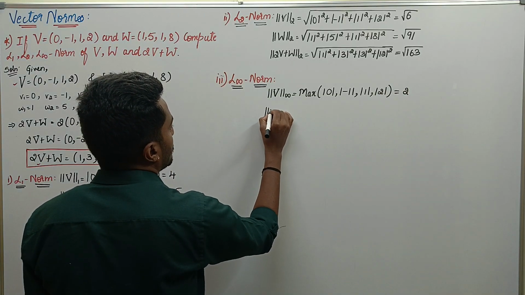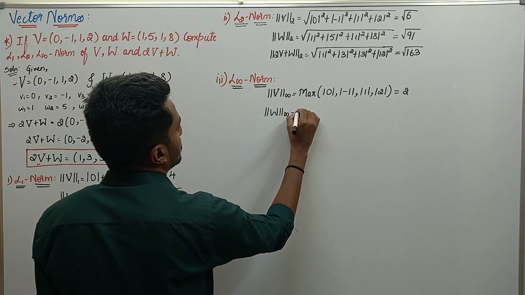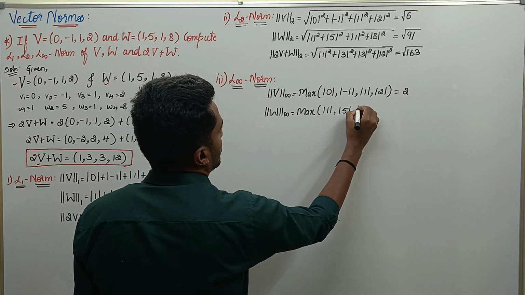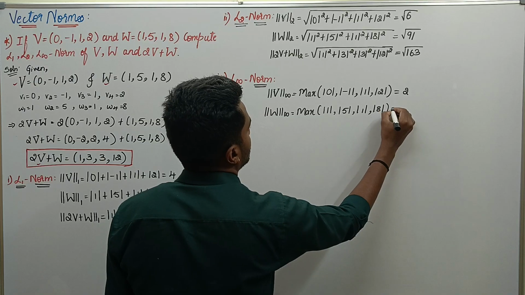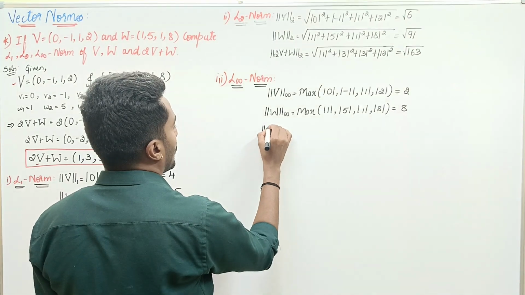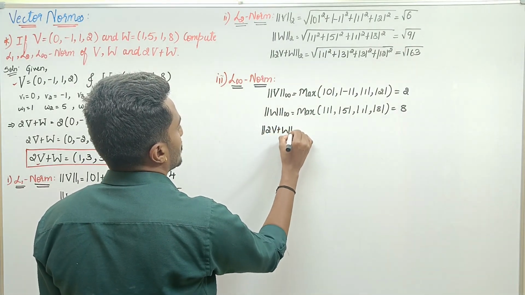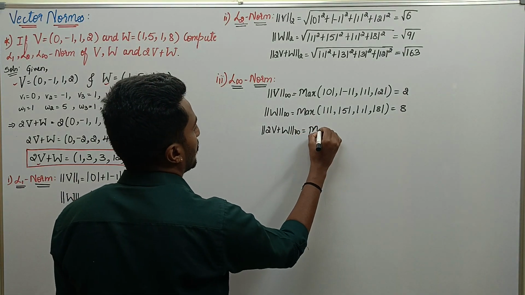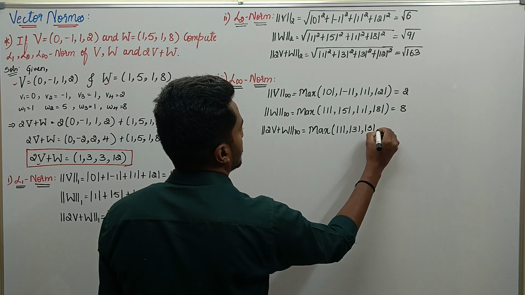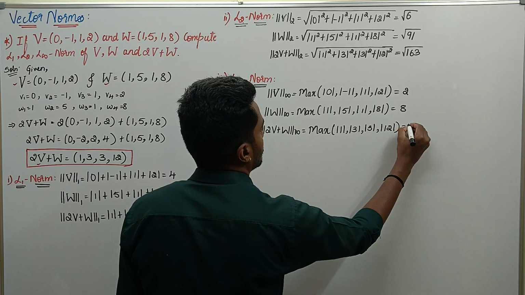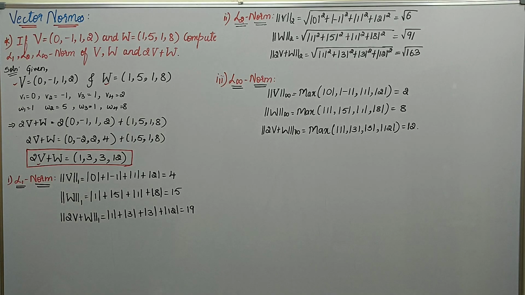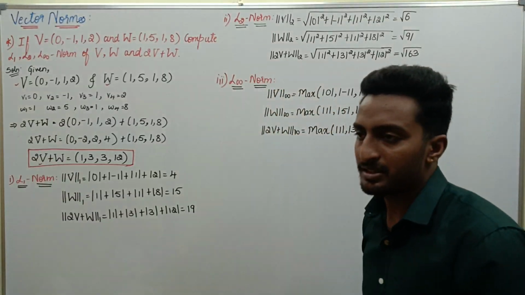Next we have norm W infinity, which is equal to the maximum of modulus 1, modulus 5, modulus 1, modulus 8, which is 8, the largest number. Norm 2V plus W infinity is the maximum of modulus 1, modulus 3, modulus 3, modulus 12, which is 12. 2, 8, 12 is the L infinity norm of the given set of vectors.